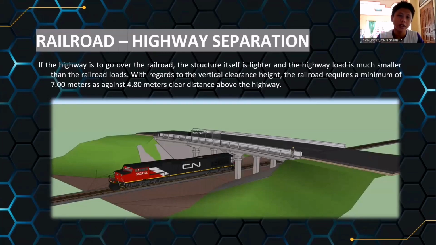If the highway is to go over the railroad, the structure itself is lighter and the highway load is much smaller than the railroad loads. With regard to the vertical clearance height, the railroad requires a minimum of 7 meters as against 4.8 meters clear distance above the highway.